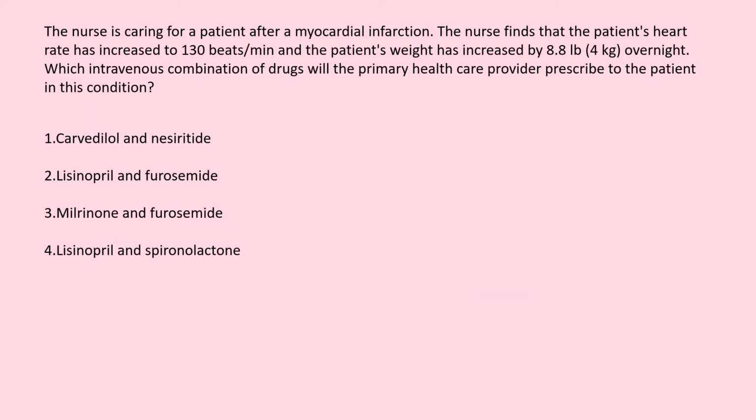The nurse is caring for a patient after a myocardial infarction. The nurse finds that the patient's heart rate has increased to 130 beats per minute and the patient's weight has increased by 8.8 pounds, 4 kilograms, overnight. Which intravenous combination of drugs will the primary healthcare provider prescribe to the patient in this condition? 1. Carvedilol and nesiritide. 2. Lisinopril and furosemide. 3. Milrinone and furosemide. 4. Lisinopril and spironolactone.